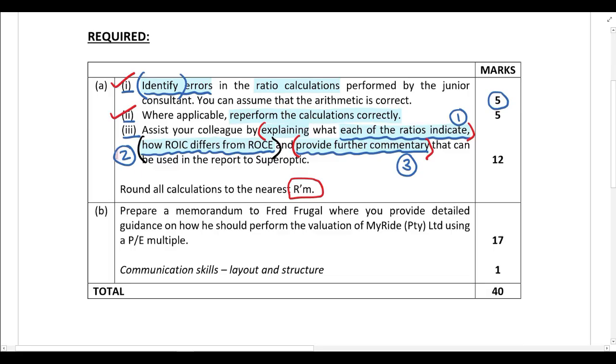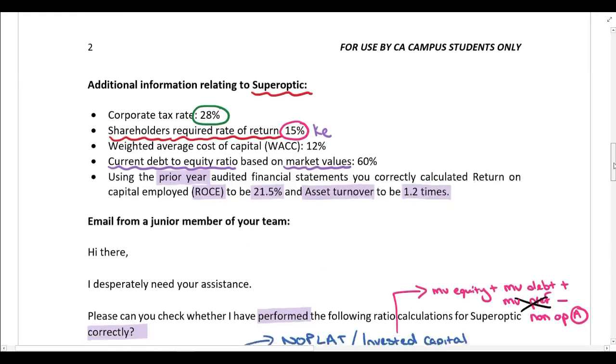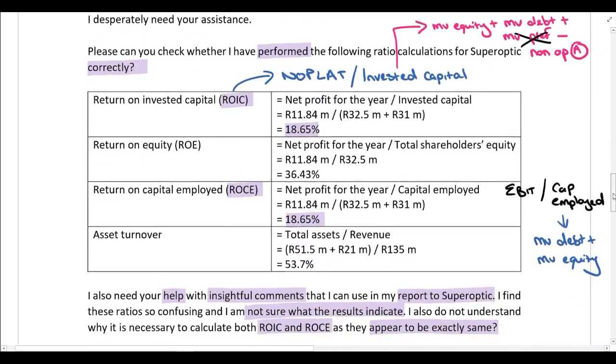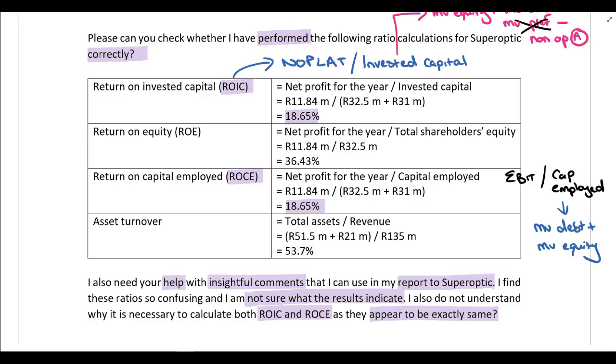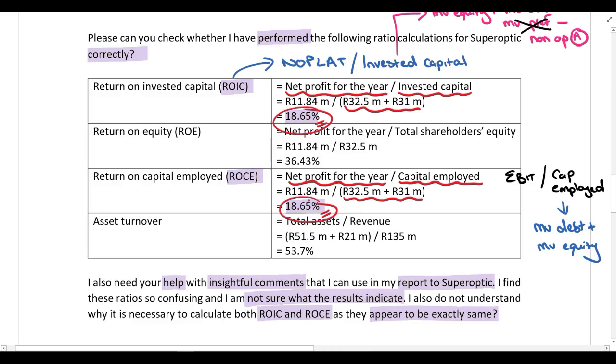All right, next, you need to explain how return on invested capital differs from return on capital employed. So if we go back to the information provided in the scenario, you'll remember that your junior colleague was quite confused because he calculated exactly the same answer for both of these ratios, because in both of the ratios, he used net profit for the year, and he called this invested capital and he called this capital employed. However, he divided by the book value of debt and equity in both instances. So he came back to exactly the same answer.